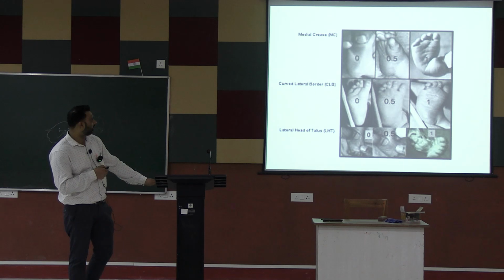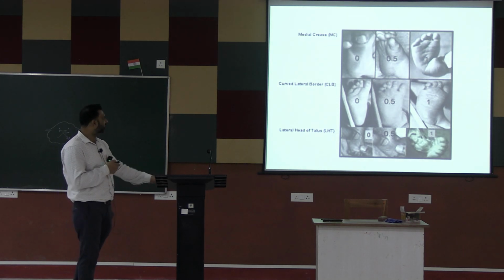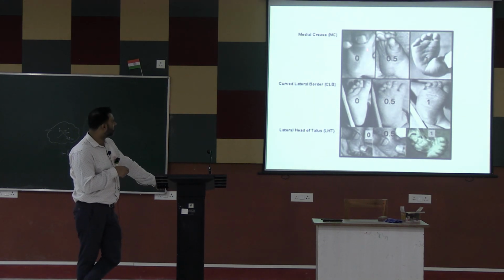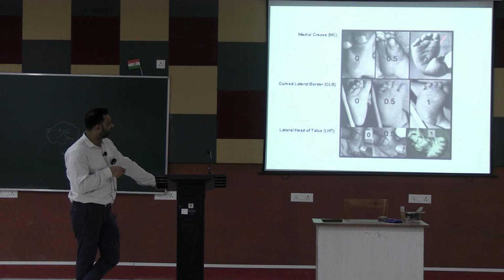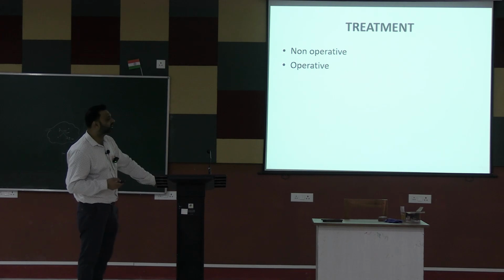This is the pictorial description. You can see here the midfoot is straight, here a slight curve is there. You can see here the amount of curve. So this is 1, 0.5 and 0. Then this is the lateral curve border. You can see. So what are the treatment options?